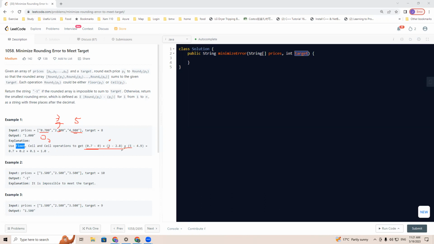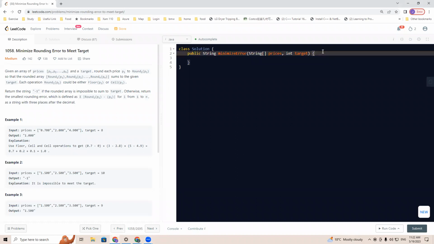The sum of the rounding errors is this number. And we know when this goes to floor, this goes to ceil, this goes to ceil, the total rounding error is minimal. So it lets us return the minimal rounding error, which is a string. We return this number converted to a string.